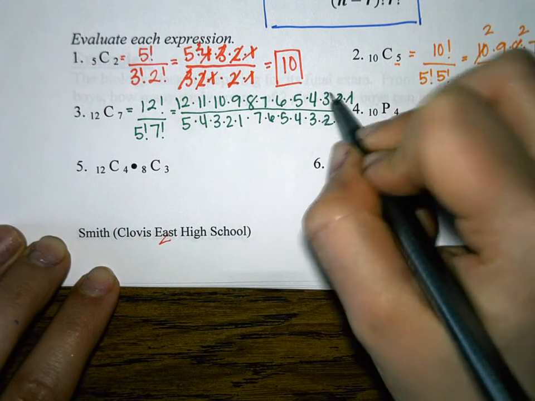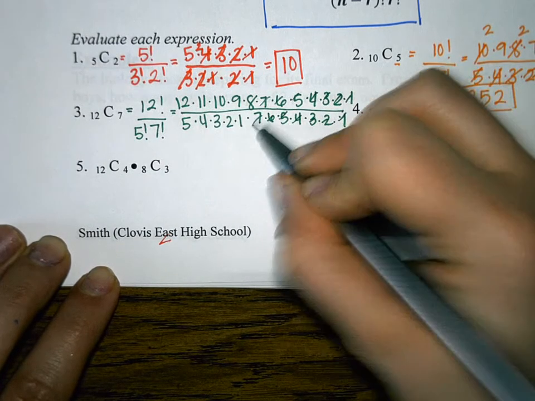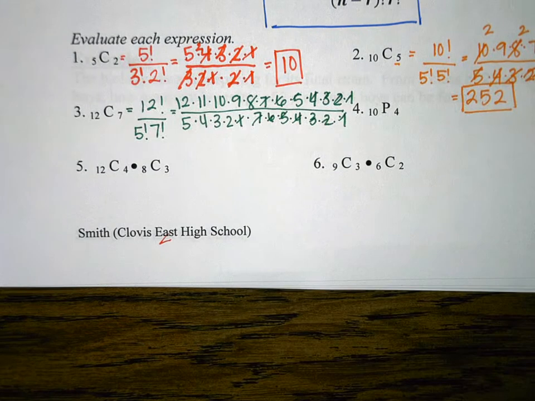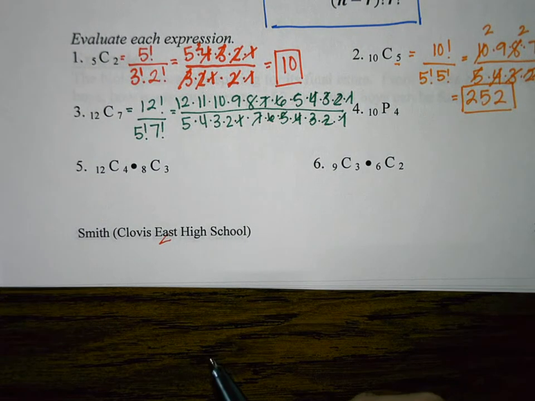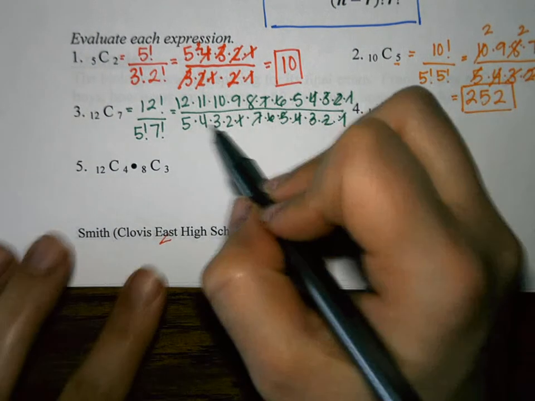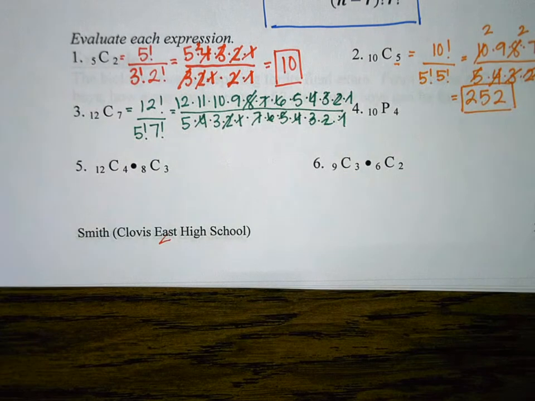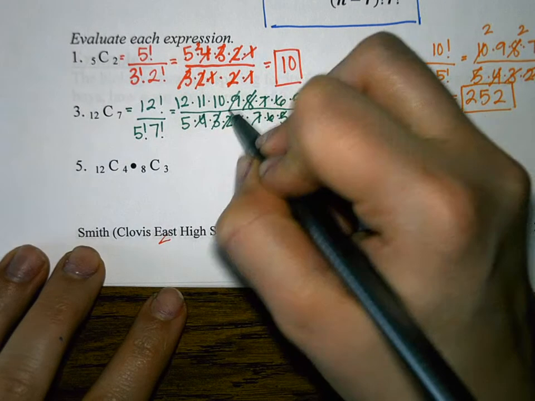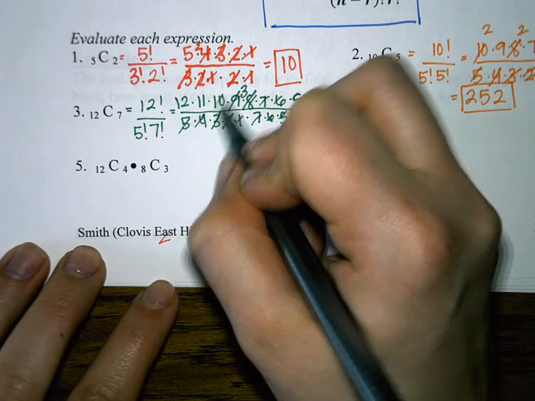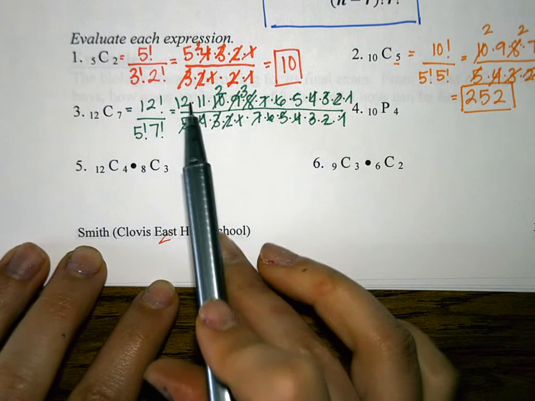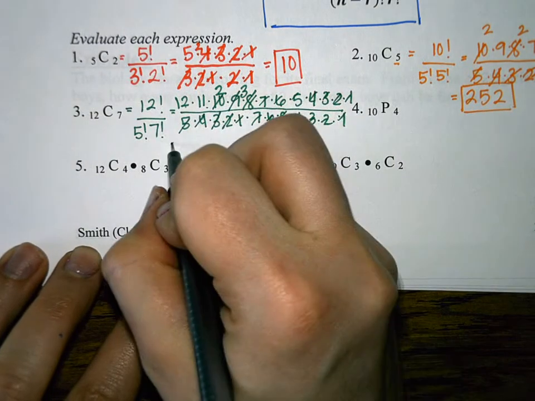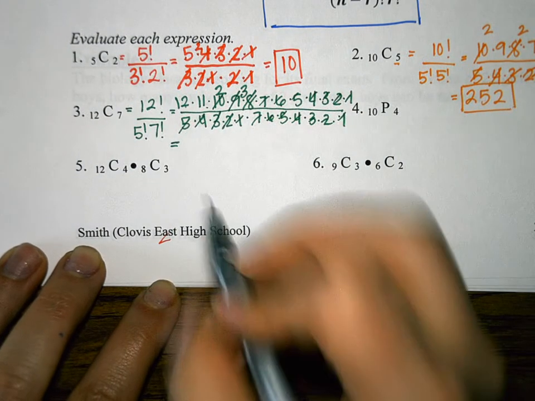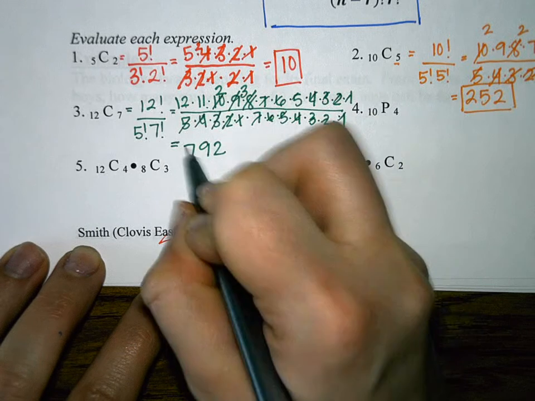So everything up to 7 is going to reduce. That 1 reduces. So let's see what else. 2 and 4 turn into 8. 3 goes into 9 3 times, and 5 goes into 10 2 times. So we're left with a 12, 11, a 2, and a 3. So all of that is going to multiply to 792.